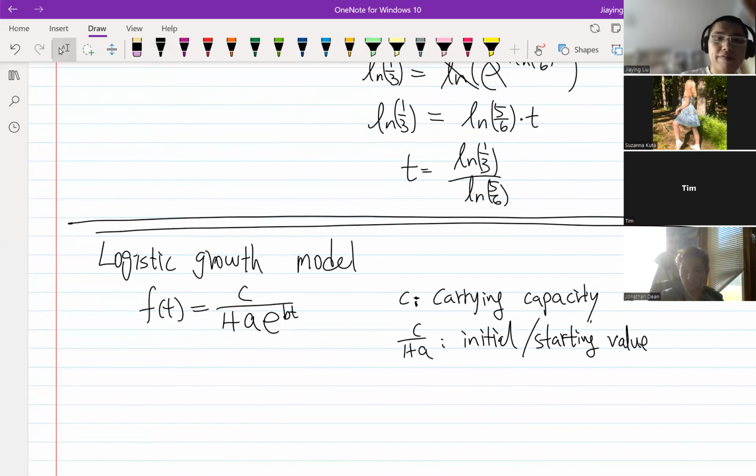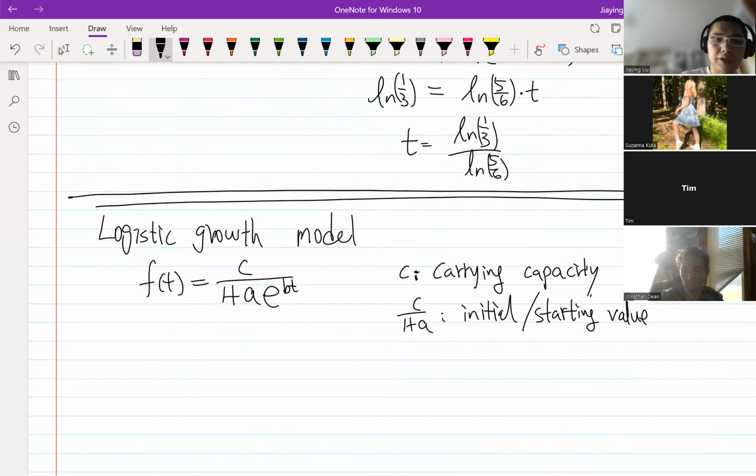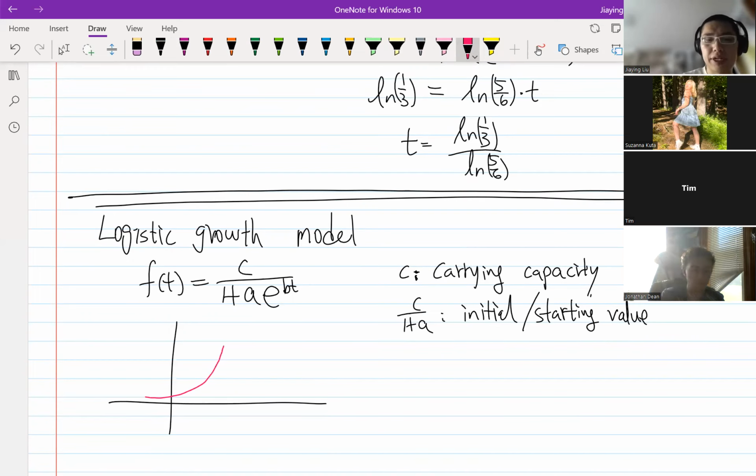A typical graph of a logistic growth model looks like this. It's going to grow up, sort of like an exponential growth, but then eventually it's going to reach a plateau, like a horizontal asymptote there. This part is reaching the carrying capacity. And this is the exponential growth in this bottom part.